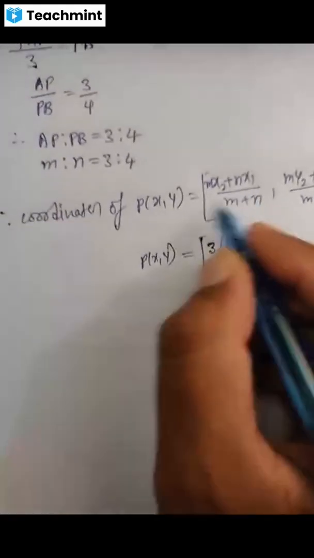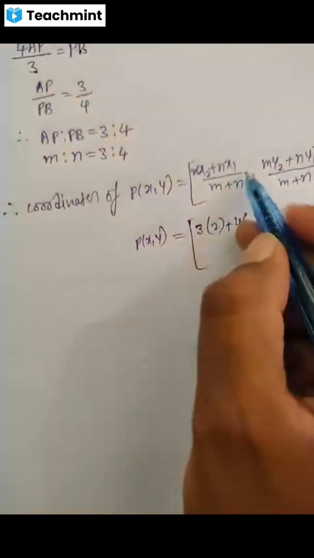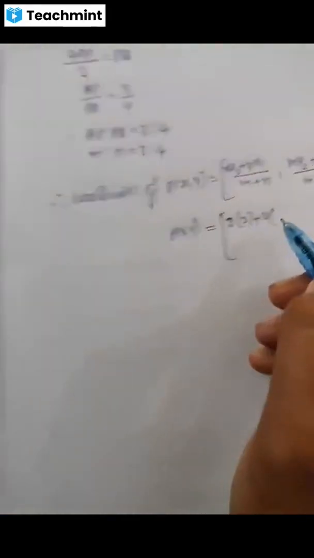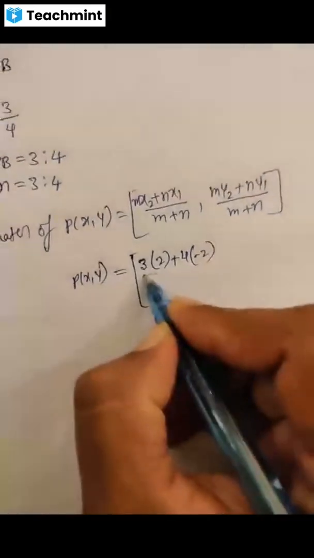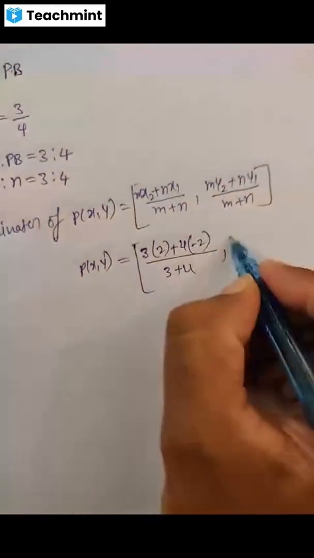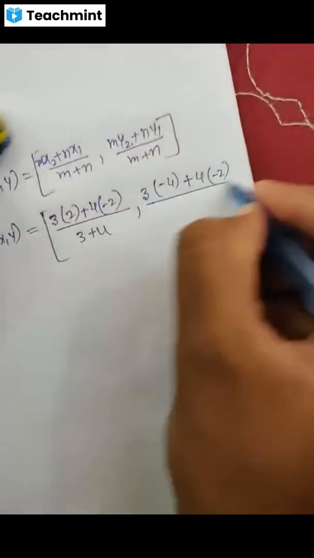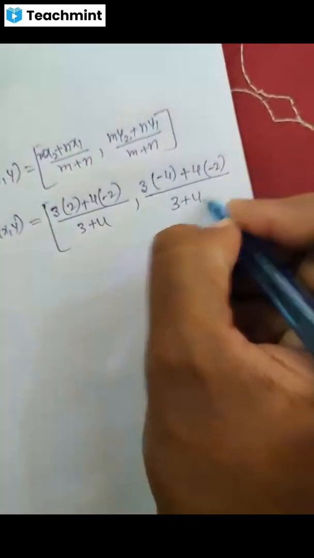2 plus n is here 4 into x1. What is x1? X1 is minus 2. So minus 2 divided by m plus n. M plus n is 3 plus 4, comma again m is 3. What is y2? Y2 is minus 4. Minus 4 plus n is 4 into bracket of y1 is minus 2. Minus 2 divided by m plus n is 3 plus 4.